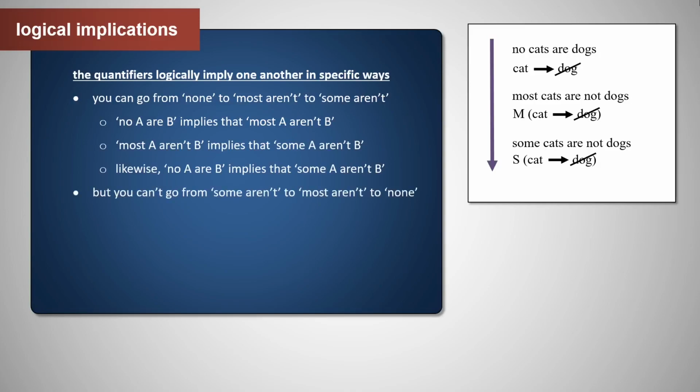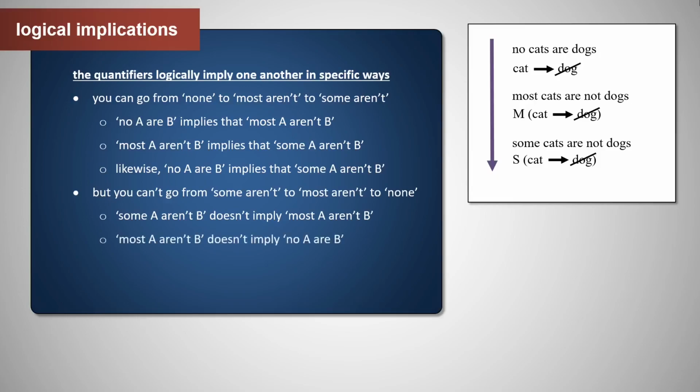Likewise, you can't go from some are not to most aren't to none. So some A aren't B does not imply that most A aren't B. Same reason: there's potential that it's some cats, potentially none, or no cats are dogs, but that does not mean that most cats, meaning more than half, are not dogs. You can't make that jump from at least one to more than half.